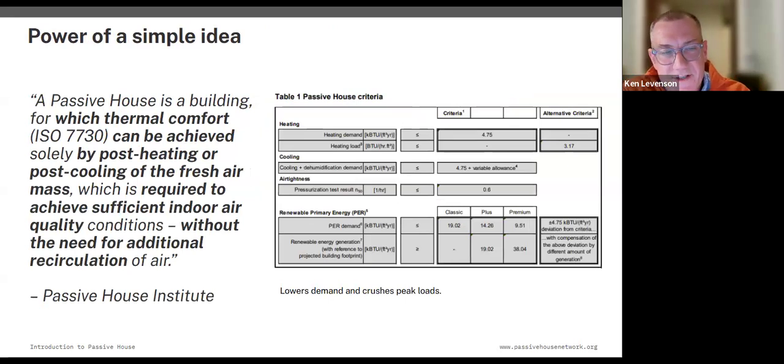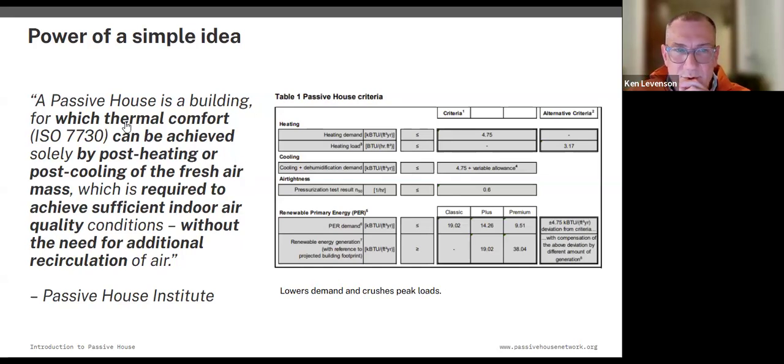Passive House does have a definition. This is a tough one. They've actually, I think, simplified it to make it a bit more accessible, but we'll give this a shot. Passive House is a building for which thermal comfort can be achieved solely by post-heating or post-cooling of the fresh air mass, which is required to achieve sufficient indoor air quality conditions without the need for additional recirculation of air. That is a mouthful, I will admit.